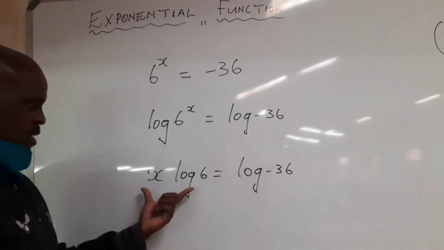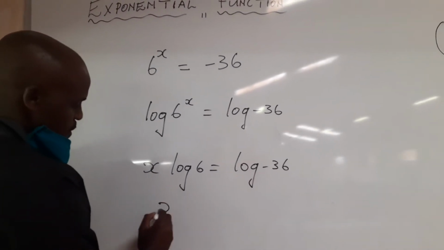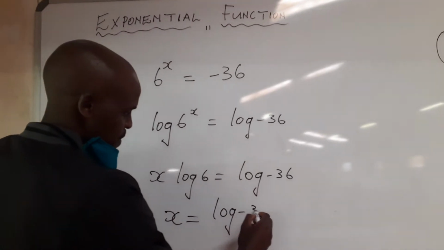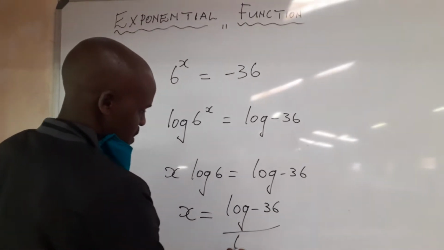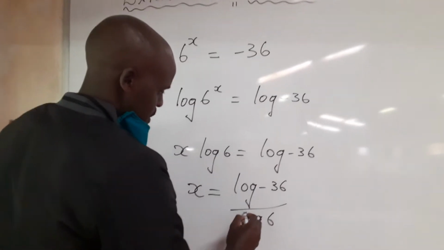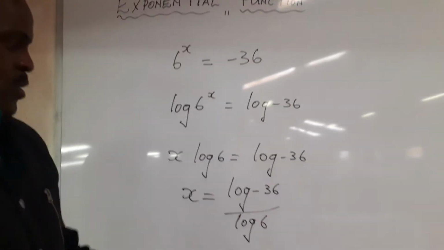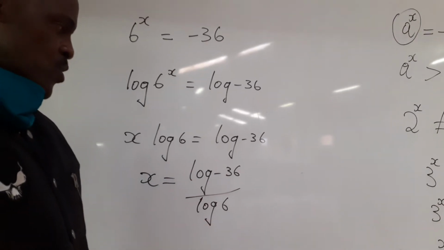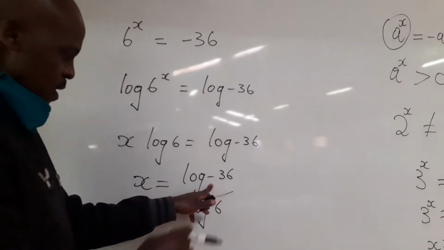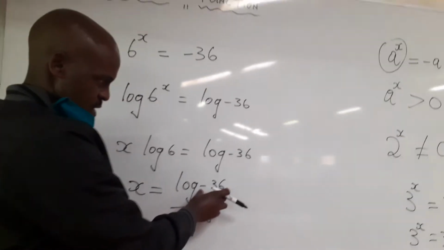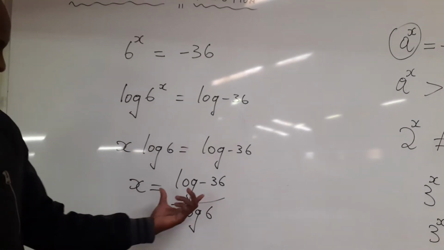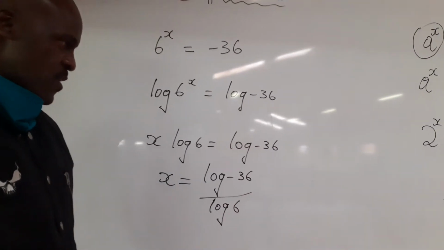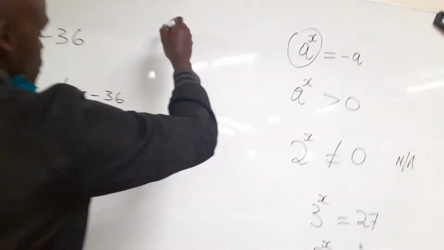And then we divide by log 6 to solve for x. Therefore, x will be equal to log negative 36 over log 6. So, using a calculator to solve that log, there will be no solution, simply because this is negative. In other words, there is no log for a negative number.